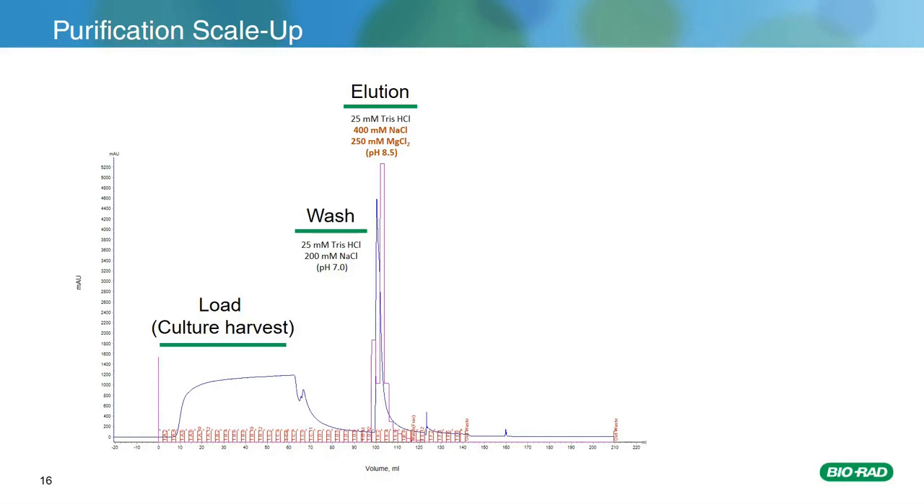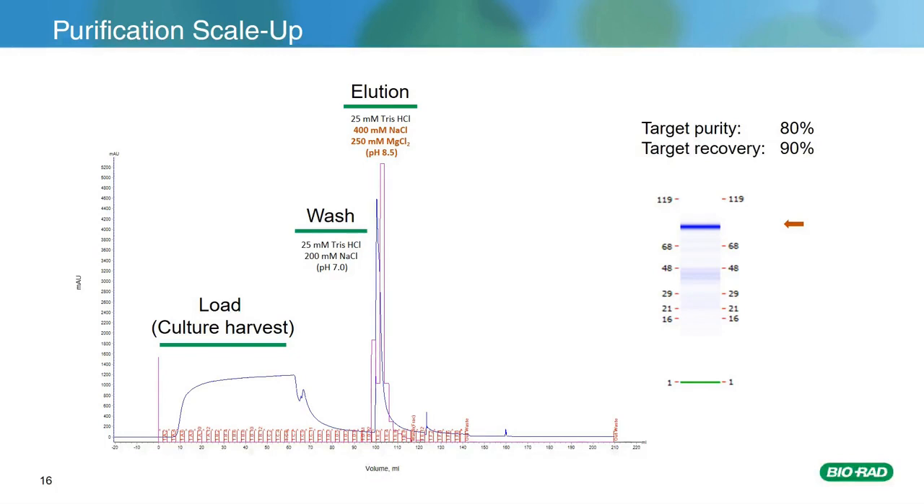To scale up the purification, we loaded the culture harvest directly onto a column, followed by a wash with a buffer containing 200 millimolar sodium chloride at pH 7. The bound target was eluted with a Tris buffer containing 400 millimolar sodium chloride and 250 millimolar magnesium chloride at pH 8.5. As shown in this electrophoresis image, the target purity was 80% and the recovery was 90% from this capture step. This is a huge improvement from the initial conditions.